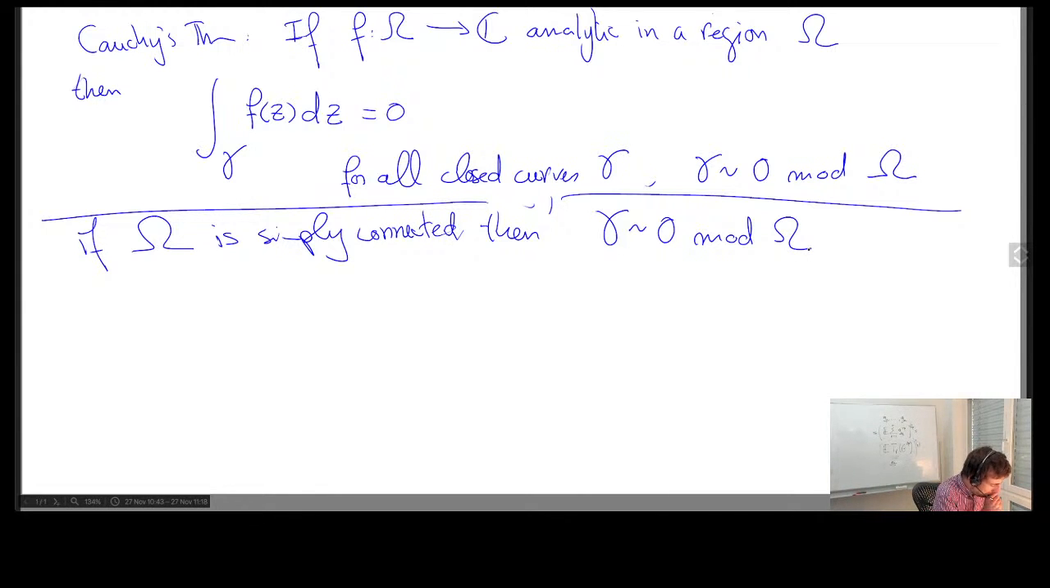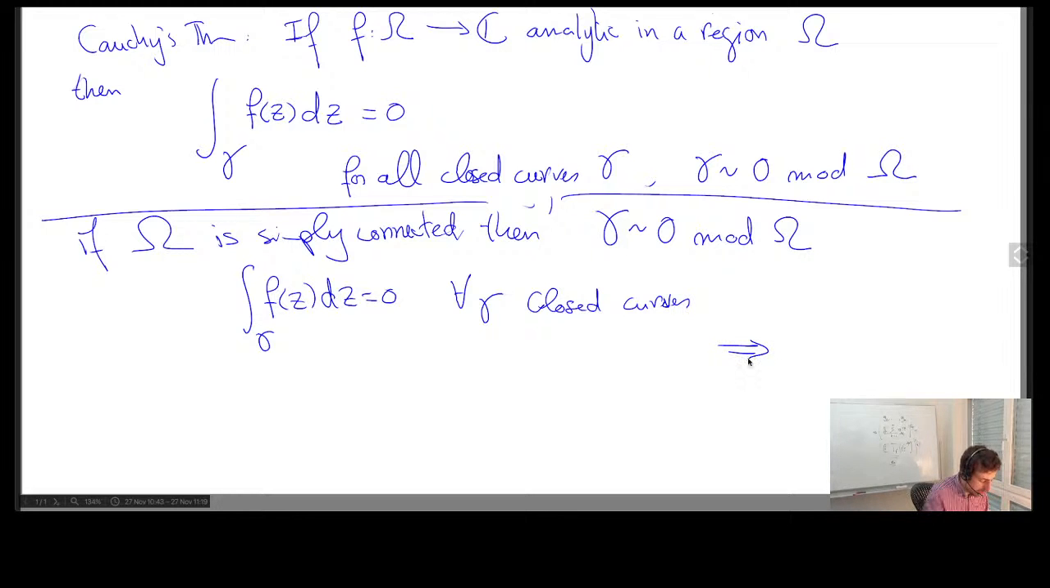And so if this is simply connected, then we just have that the integral of f(z) dz is equal to 0 for all closed curves. Okay, and this will imply right away, and of course this follows from above because every curve will be homologous to 0, this implies, for example, Cauchy's theorem on a disk, and so on. Okay.